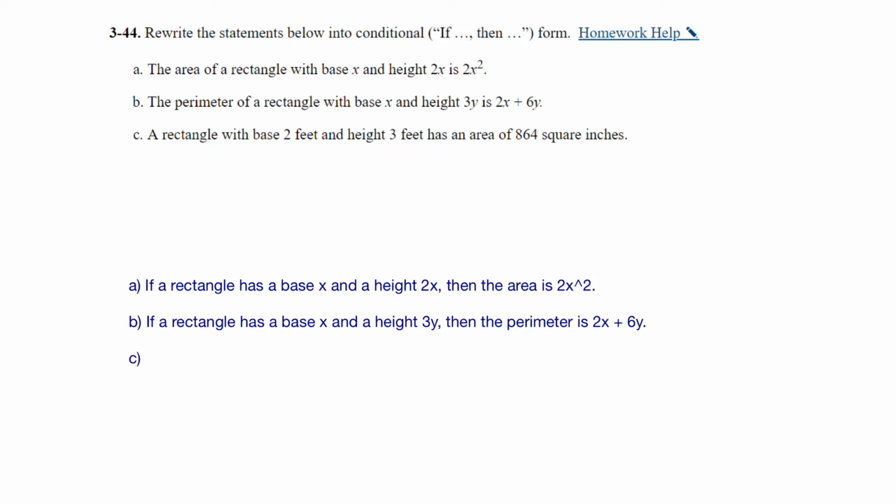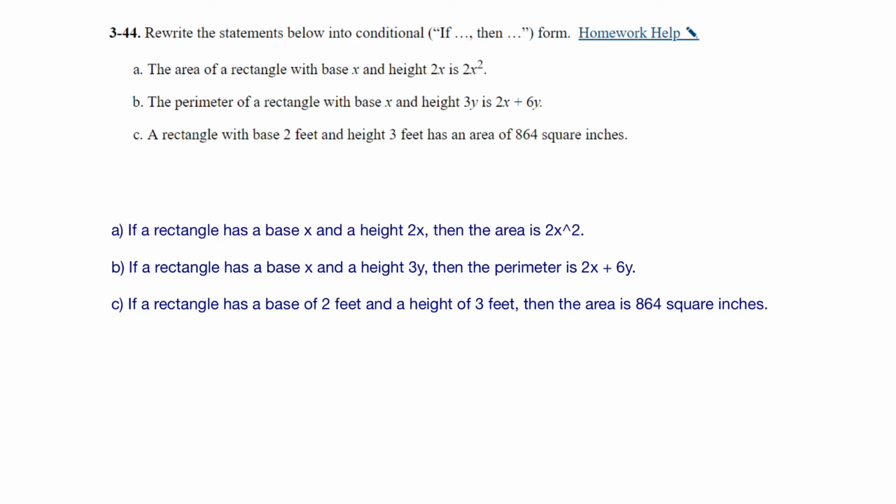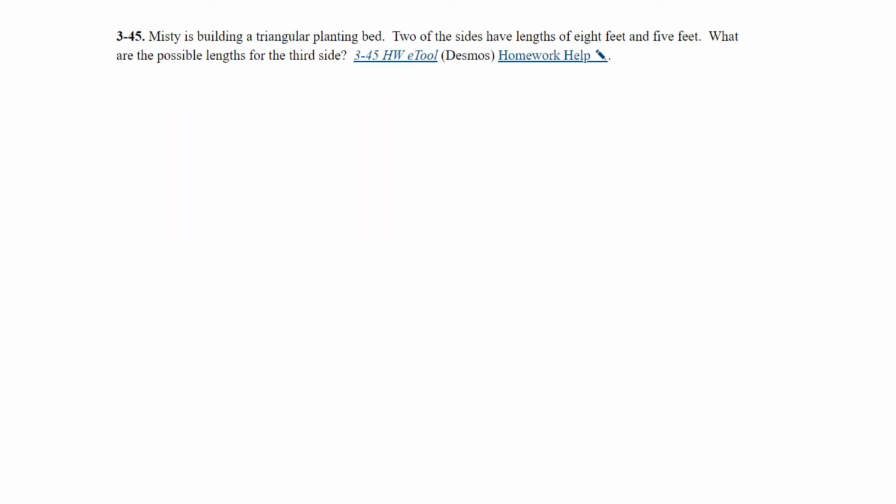And the last one, part C, a rectangle with base 2 feet and a height 3 feet has an area of 864 inches. Now pay attention to that. One is in feet and the other one is in inches. So on this one, if a rectangle has a base of 2 feet and a height of 3 feet, then the area is 864 square inches. All right, and then that finishes the conditional statements for those three.